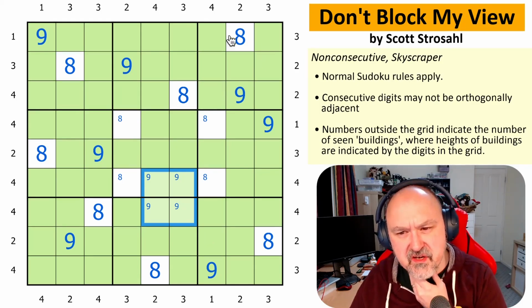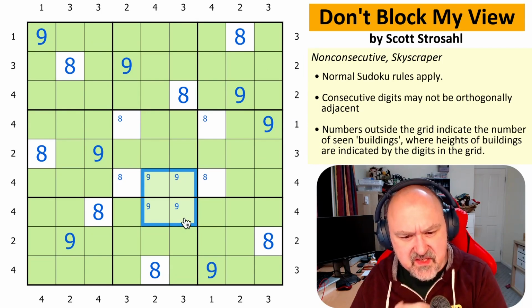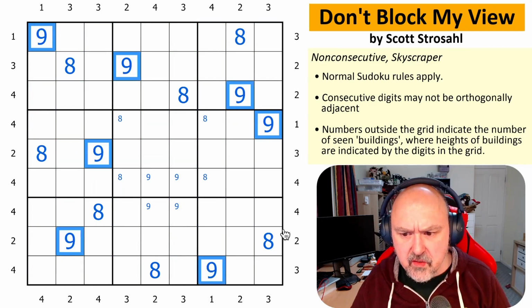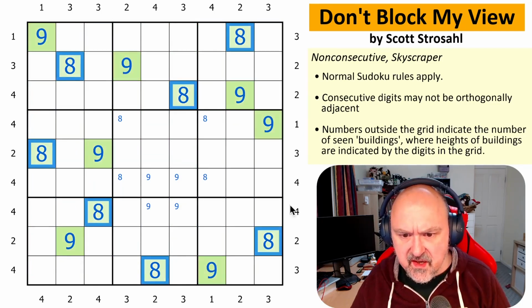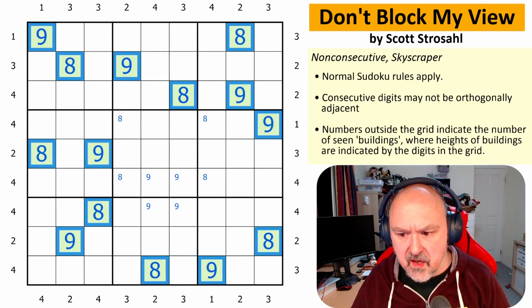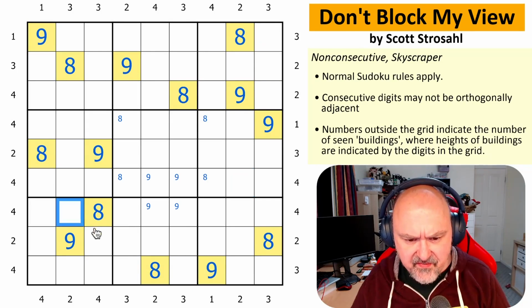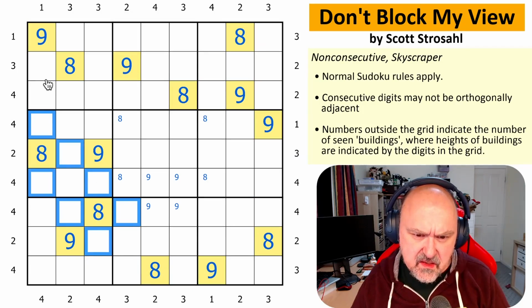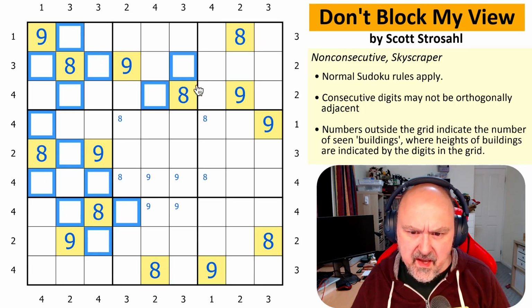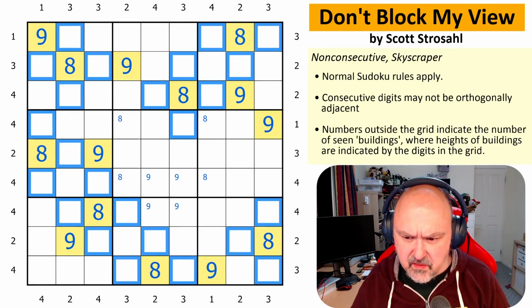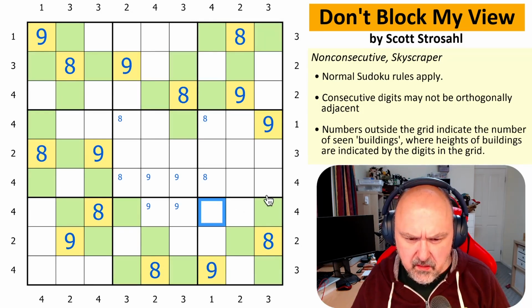But I did all the skyscraper stuff when I did the highlighting. But 7s are going to be restricted as well. So if I get rid of all the highlighting, and then I mark all the 9s and all the 8s. In fact, what I might do is mark all of the digits a different color so that I can keep those highlighted forever. Now, 7s can't go next to 8s at all. So I can mark anything that can't be a 7 in green.